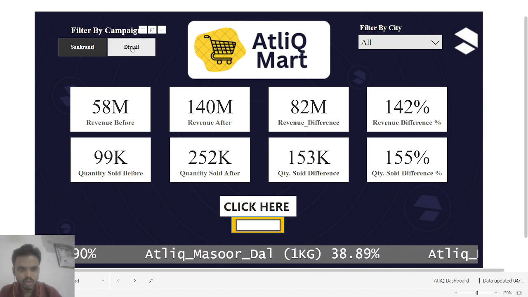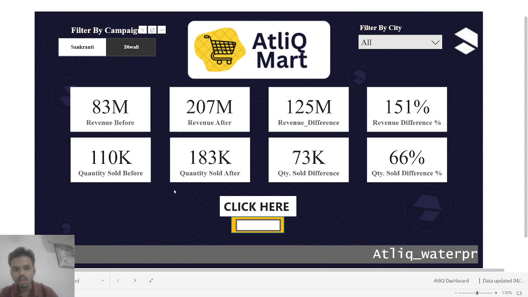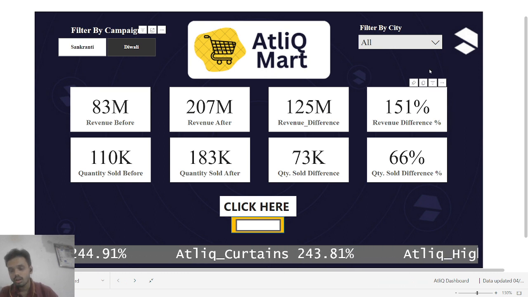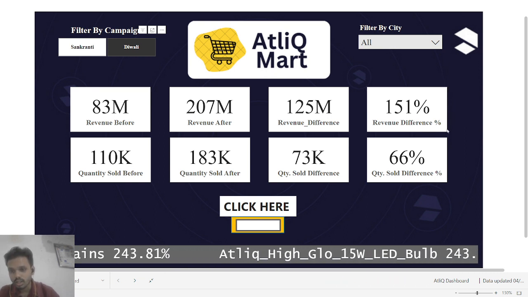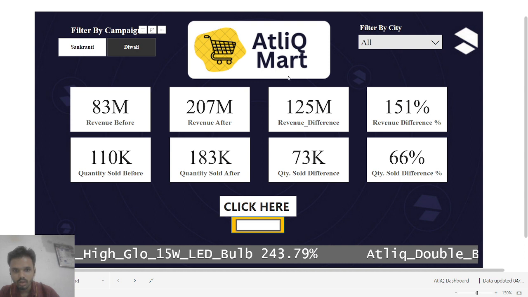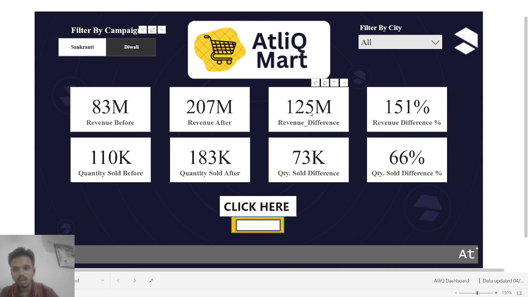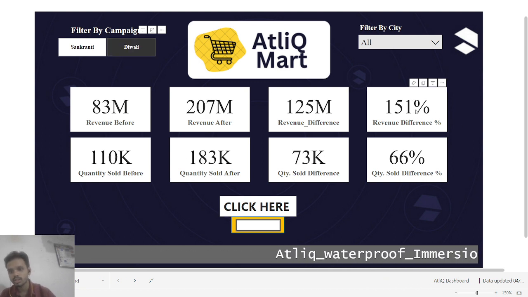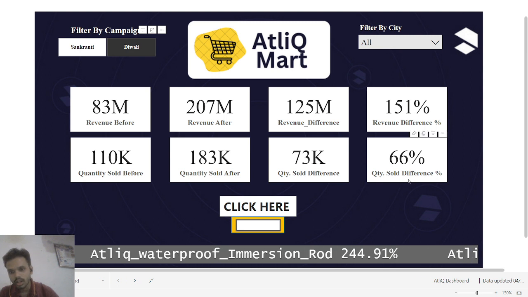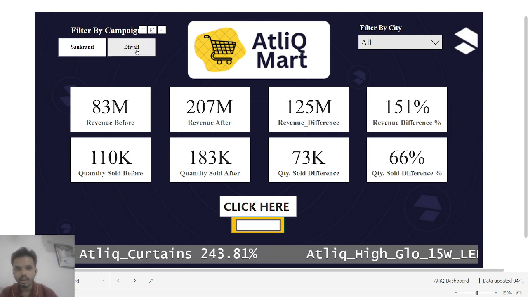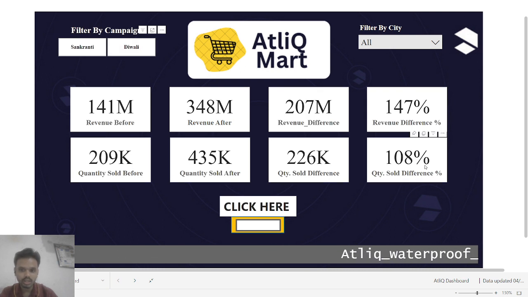Let's move to check for Diwali. For Diwali, we can see that the revenue difference percentage is 155%. So it's almost 4 points above the overall revenue difference, which is 147, but on Diwali it increased by 4 points. But the quantity sold difference is 66%, which is very low compared to the overall quantity sold difference, that is 108.